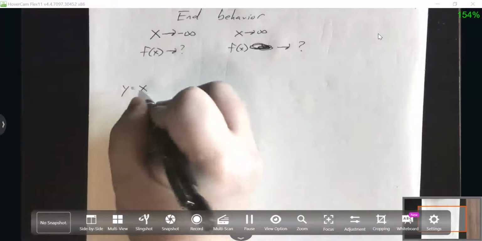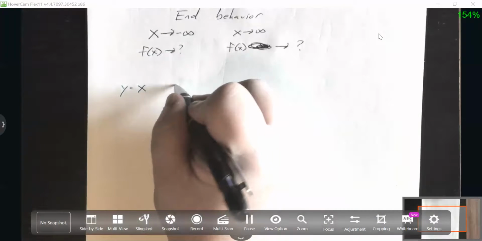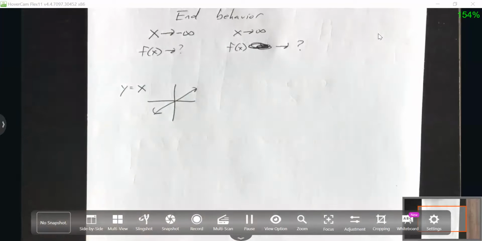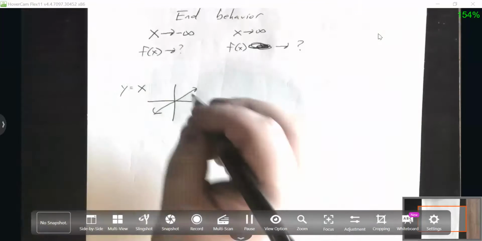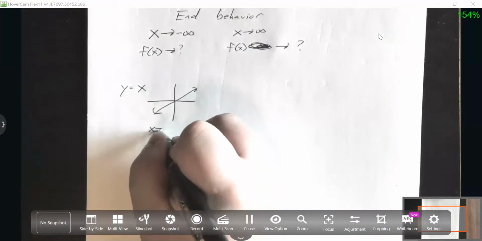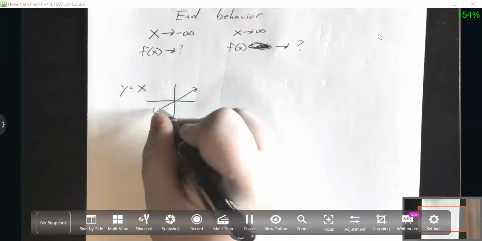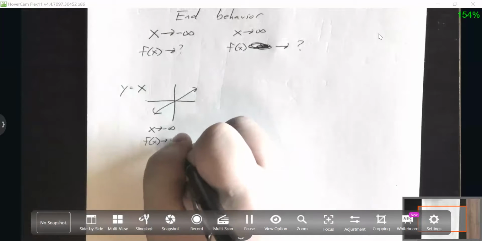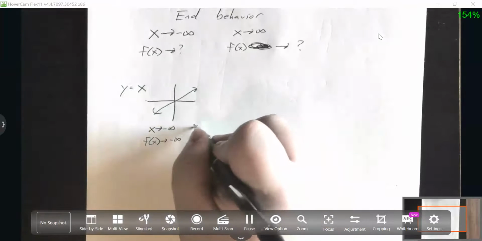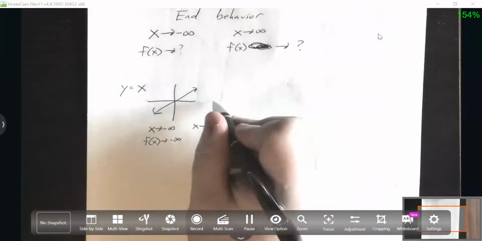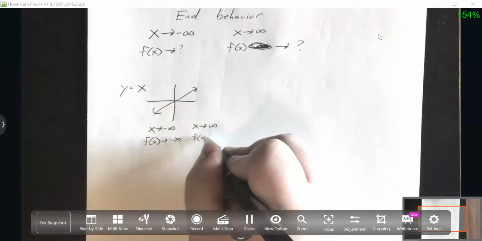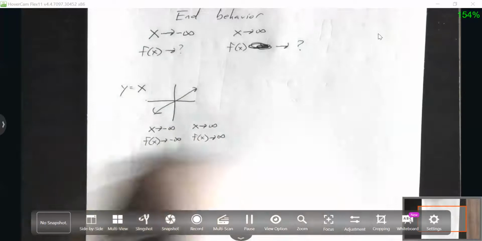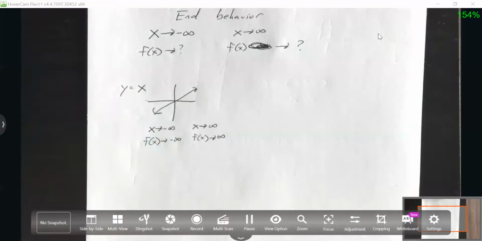So let's go to our friend y equals x. If we were to sketch that, this would just be our linear equation going up at a 45-degree angle. It's kind of off there, but I'm just freehanding it. So we could answer, if x goes to negative infinity, if we keep going left, this graph just keeps going down. So f of x, because it's going down, is also going to negative infinity. If x is going to infinity, if we went to the right, then as we go right, it keeps going up, so f of x would be going to infinity. That would be our end behavior for f of x equals x.